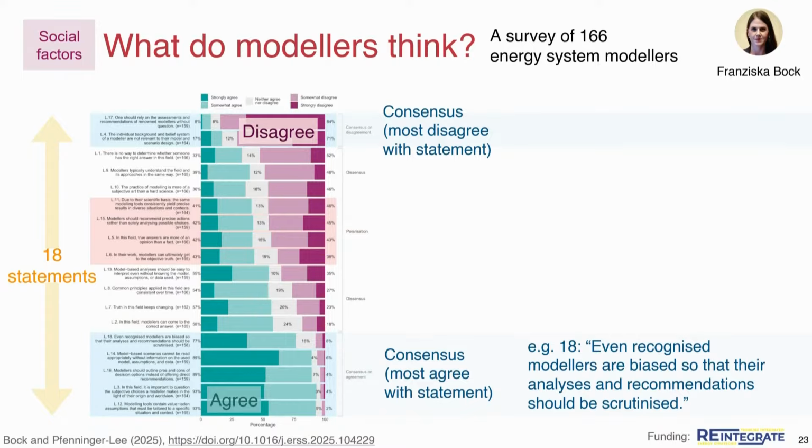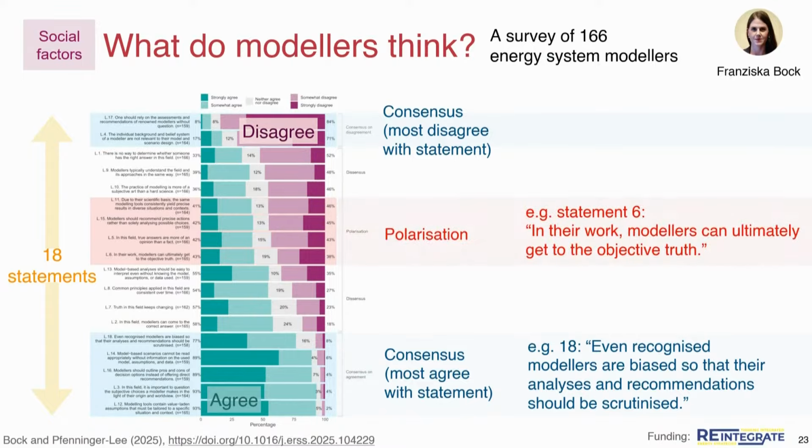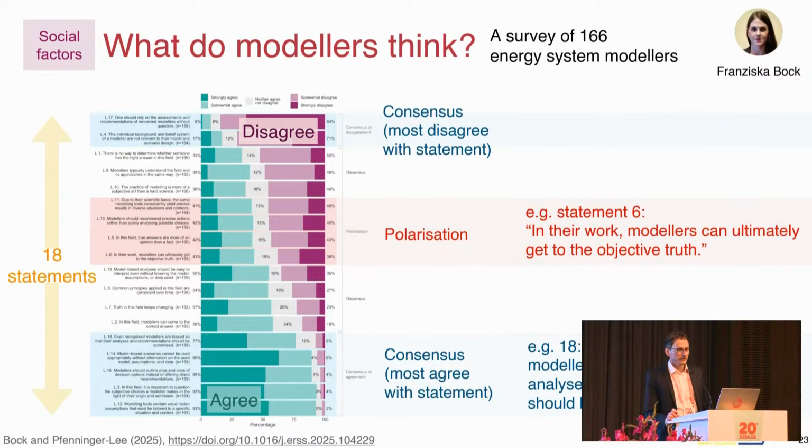The interesting part is in the middle, where we actually see polarization. So there are some statements where about half of the respondents agree and about half disagree. For example, statement number 6: in their work, modelers can ultimately get to the objective truth. Now, I think we have a little bit of time to do a little experiment and see what you in this room think about that. So let's see how that goes.